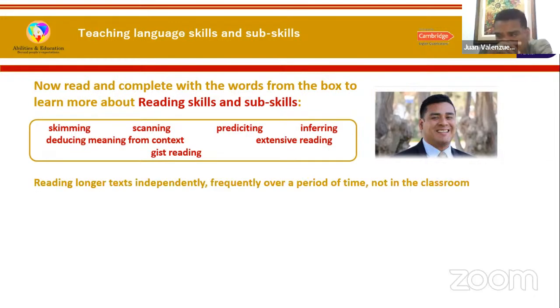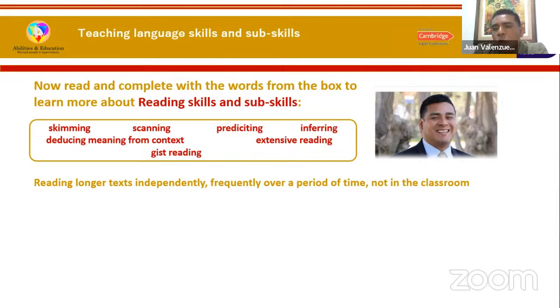Now, I want you to complete the definitions, the statements or sentences with the words from the box. Here is the first sentence. It says reading longer text independently, frequently over a period of time, and not in the classroom is, what's this? What is reading longer text independently, frequently over a period of time, not necessarily inside the classroom?